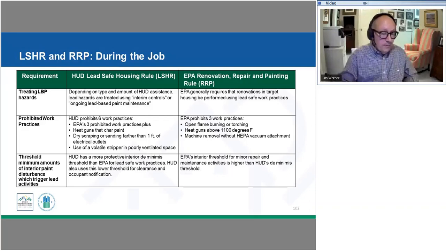As Chris mentioned earlier, and I think we mentioned in week 1, the de minimis thresholds are different. For interior space, our HUD standard is 2 square feet per interior space, where the EPA rule is 6 square feet. That's a pretty significant difference between the two, and we want to make sure our contractors are using the correct one.